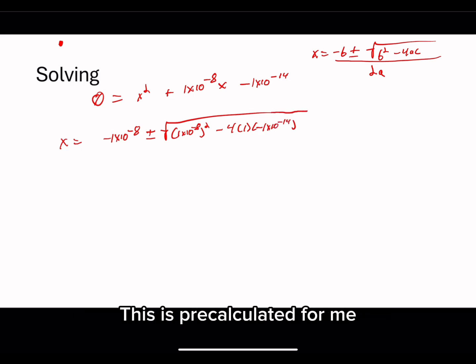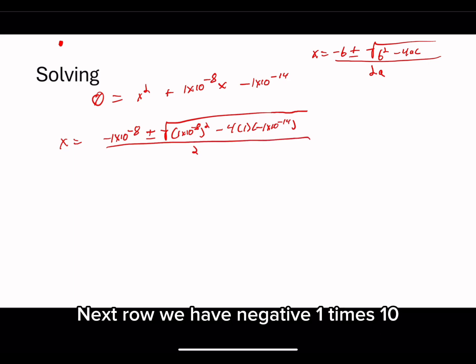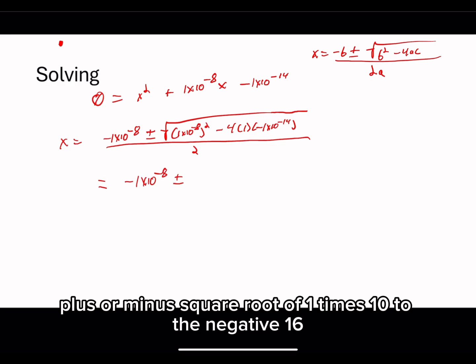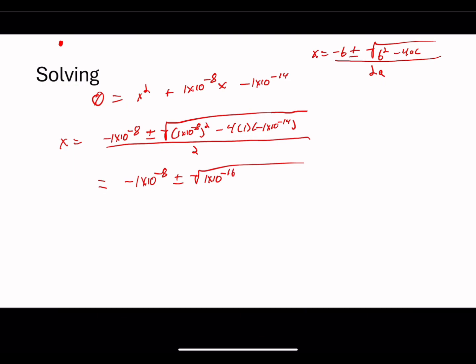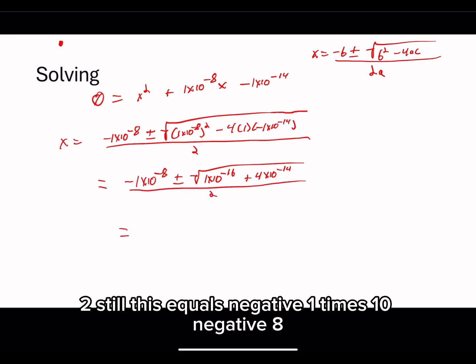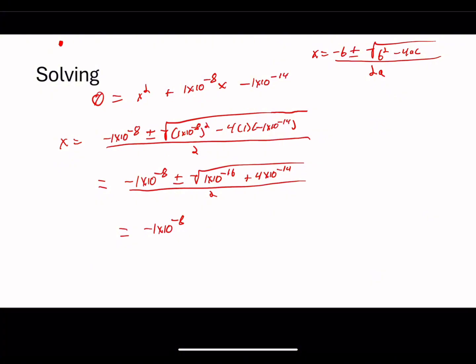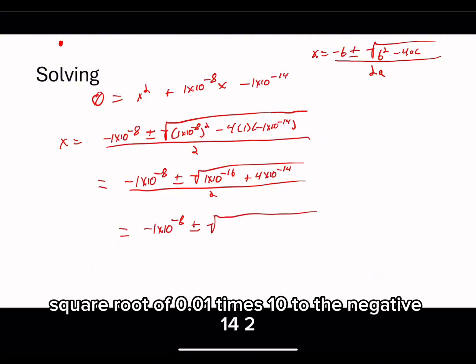Now I'm going to kind of rush through this. This is pre-calculated for me, but if you guys want to calculate it on your own, you can pause the video here. This is all divided by 2. Next row, we have negative 1 times 10 to the negative 8 plus or minus the square root of 1 times 10 to the negative 16 plus 4 times 10 to the negative 14, all over 2 still. This equals negative 1 times 10 to the negative 8 plus or minus the square root of 0.01 times 10 to the negative 14, over 2.